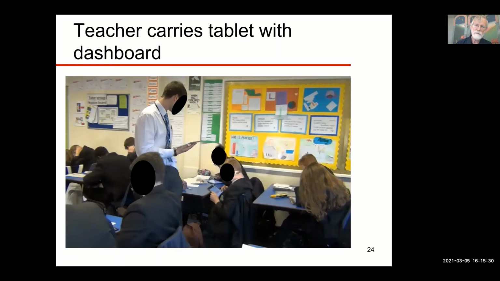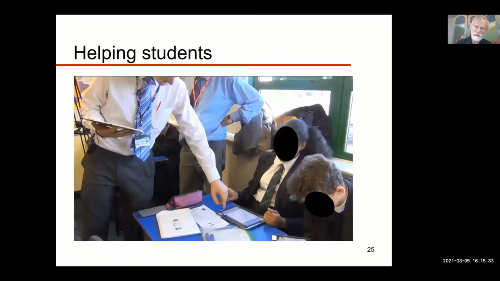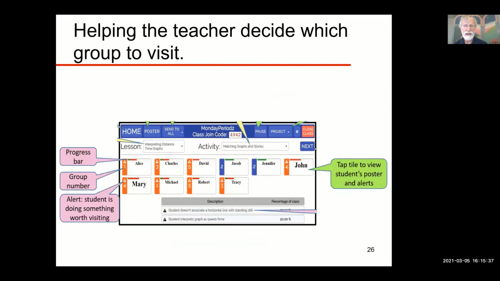And on the teacher's tablet, here's a teacher helping the students. On the teacher's tablet is a dashboard, and the dashboard has a little tile, a little rectangle, one for each kid in the classroom, which has a bunch of things on it. And these are designed to help the teacher. This is information presented to the teacher, which they attend to not while they're in a group, but while they're between groups.